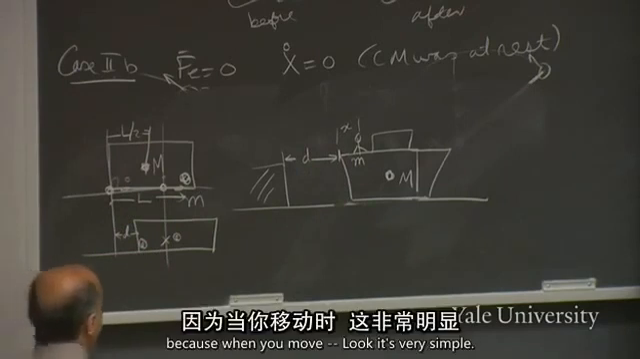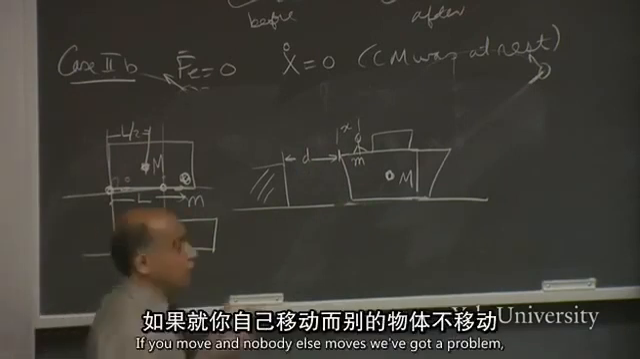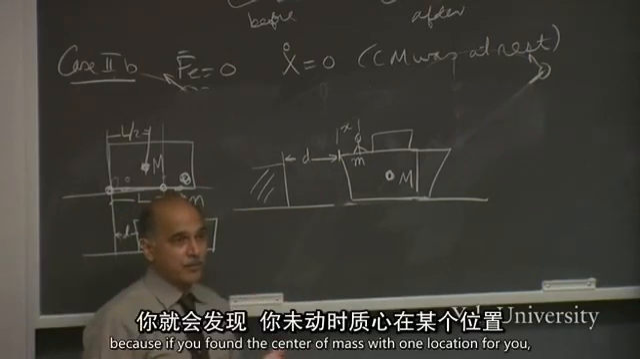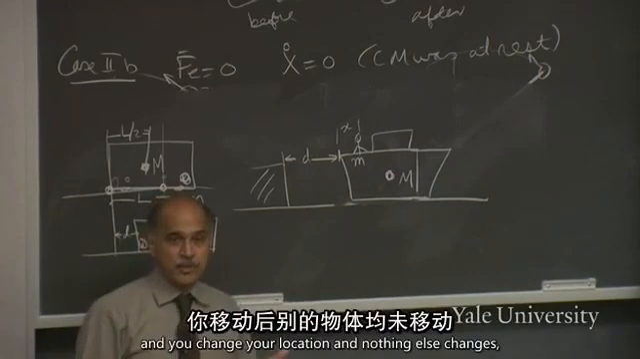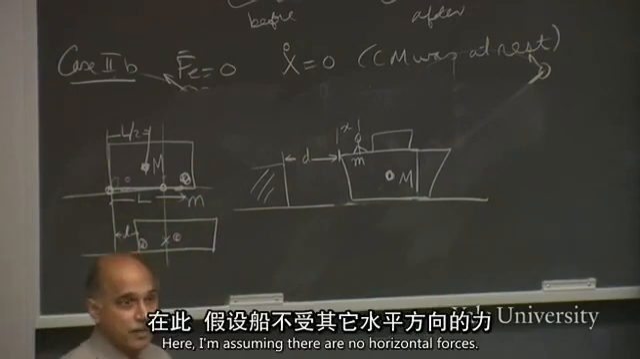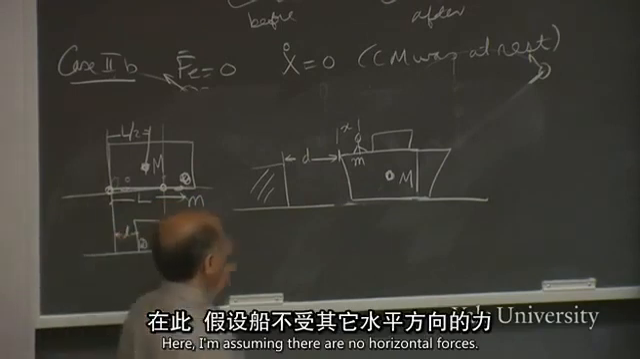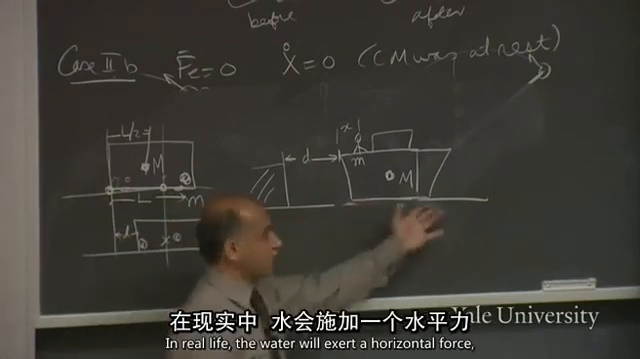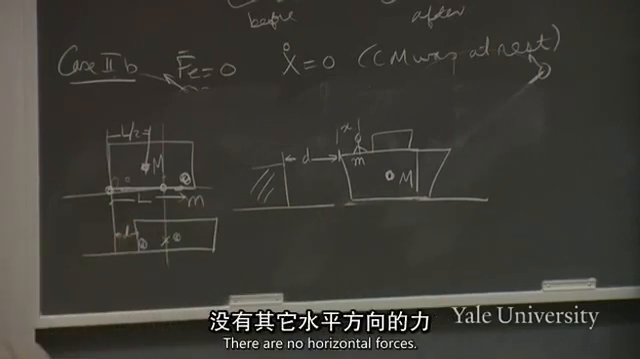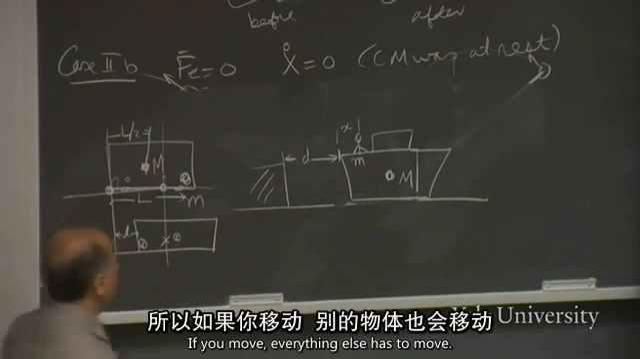Because when you move, look, it's very simple. If you move and nobody else moves, we got a problem. Because if you found the center of mass with one location for you, and you change your location and nothing else changes, the center of mass will change, and that's not allowed. Here I'm assuming there are no horizontal forces. In real life, the water will exert a horizontal force, but that's ignored in this calculation. If you move, everything else has to move.